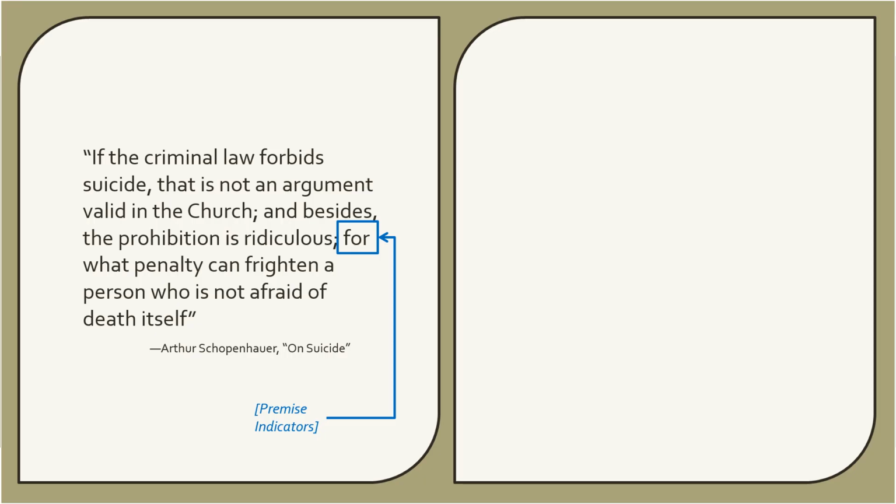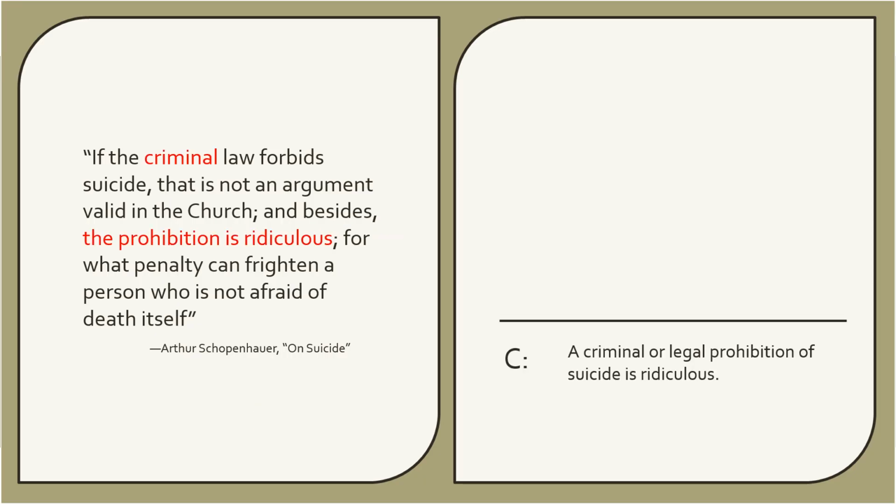But to understand what that means, we have to go to all the stuff above that. What kind of prohibition are we talking about? Well, it is basically a criminal prohibition of suicide. That's what he's complaining about. Notice all the stuff about the church is not actually relevant to this argument in the sense of being a premise or a conclusion, but it gives us all the information necessary to understand what prohibition he's talking about. So his conclusion can be stated as: a criminal or legal prohibition of suicide is ridiculous.